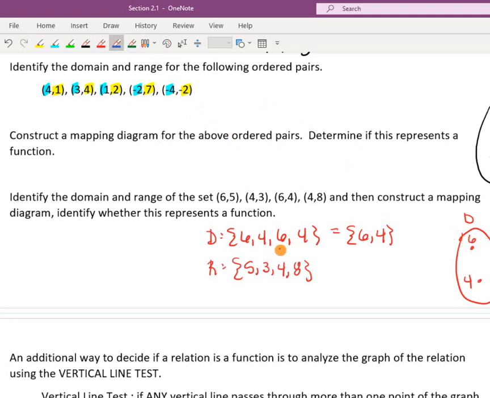Now, if I think about this, 6, that ordered pair, so 6 should go to 5. This ordered pair says 6 should also go to 4. And right there, because 6 is now being paired with two different y values, one input is being paired with two different outputs, this is not a function. It is also not a function because 4 should be paired with 3, and also 4 goes to 8. But like I said, if you've got multiple arrows coming out of the input bubble from one data value, one coordinate, to multiple coordinates over here, you violate the definition of a function.